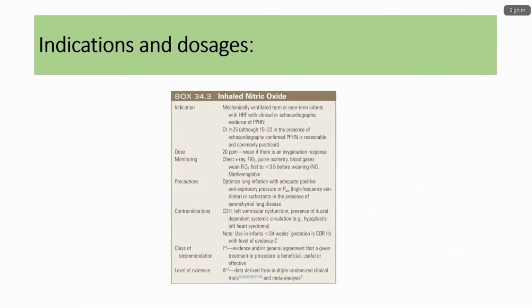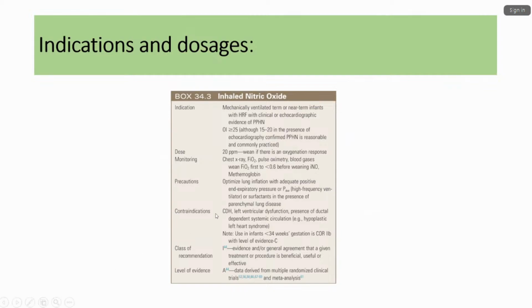Now, what are the doses and indication? Indication is mechanically ventilated term and near-term infants with HRF with clinical or radiographic evidence of PPHN. Second indication is oxygenation index more than 25. Dose is 20 ppm. We should start from 20 ppm and then wean off. Monitoring: during the therapy we can monitor by chest X-ray, FiO2, and pulse oximetry.